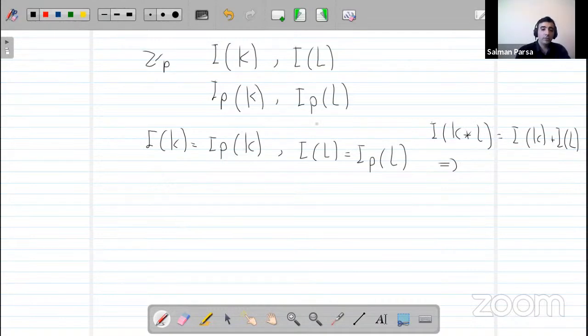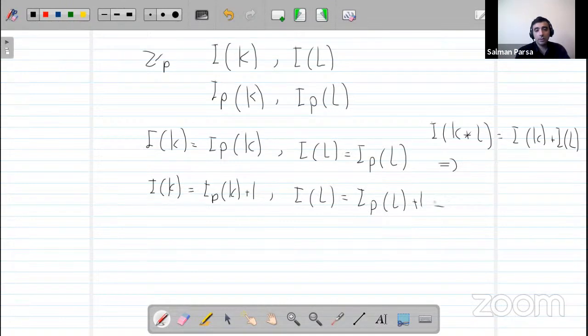And now when both of them have one deficiency, which is the most that can be, then it is I sub P of K plus 1, and which is I sub P of L plus 1, then we have that the index of the join, as we just showed, becomes one lower. So this is the situation I call unstable.